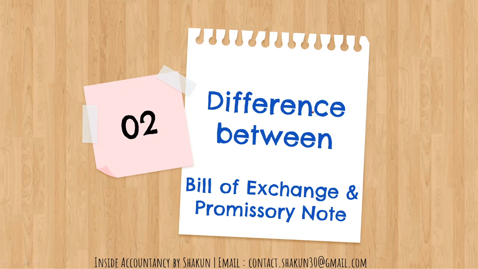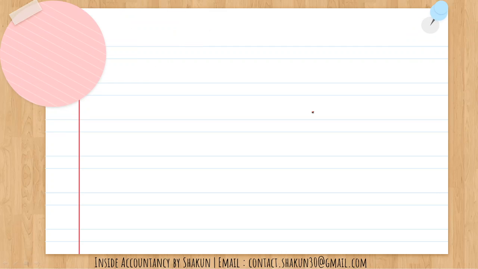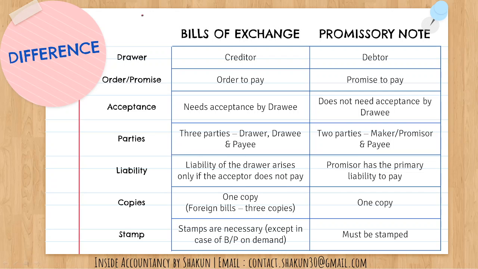Now, let's talk about the difference between bills of exchange and promissory note. So these are some points of difference. First is in terms of drawer. The creditor is the drawer. In case of bills of exchange, the creditor, like in our example, A was the creditor, the person who was selling the goods, the seller. He is known as the drawer. But in case of a promissory note, the debtor is the drawer. Who was the debtor? B was the debtor in our situation.